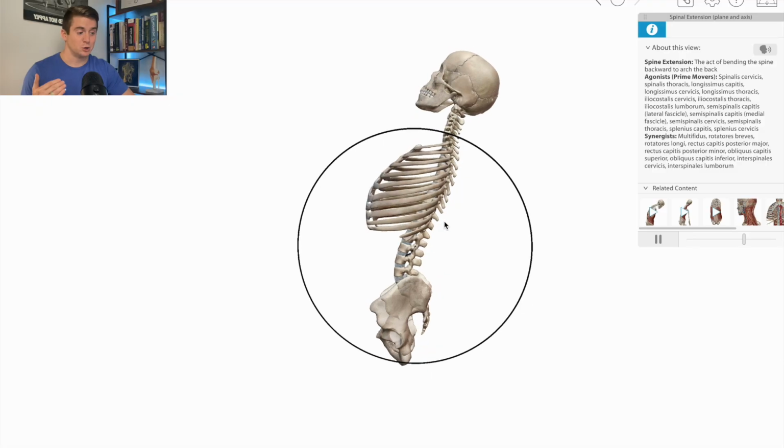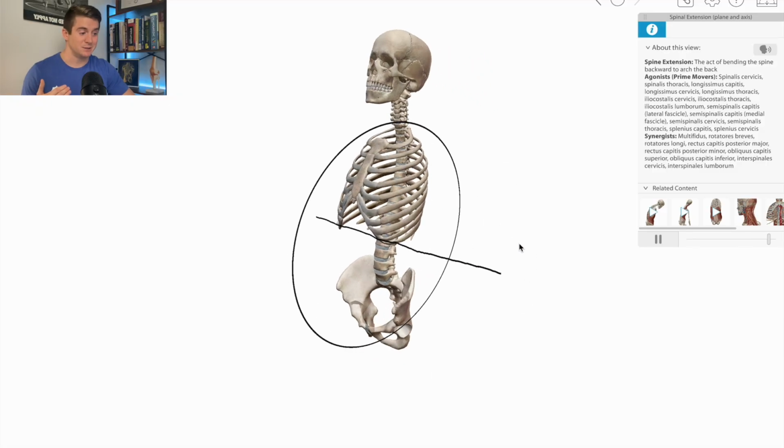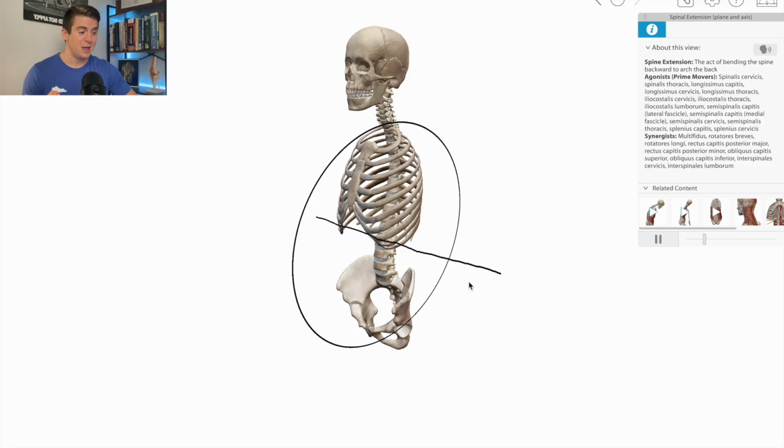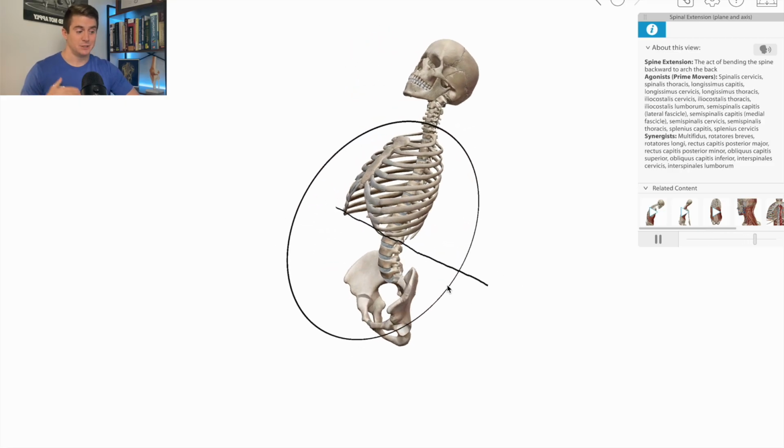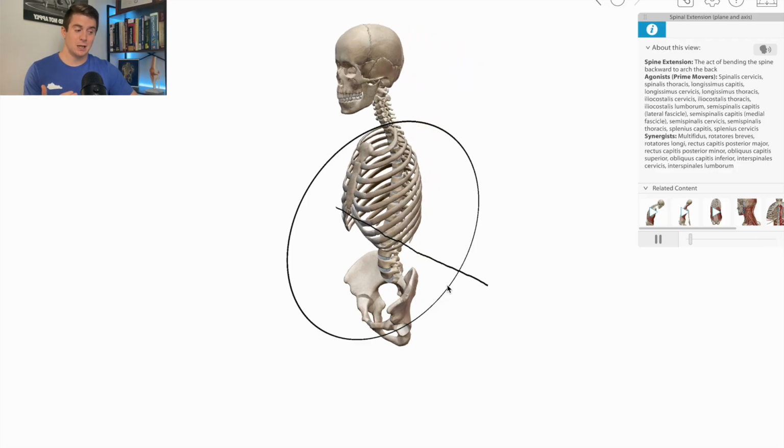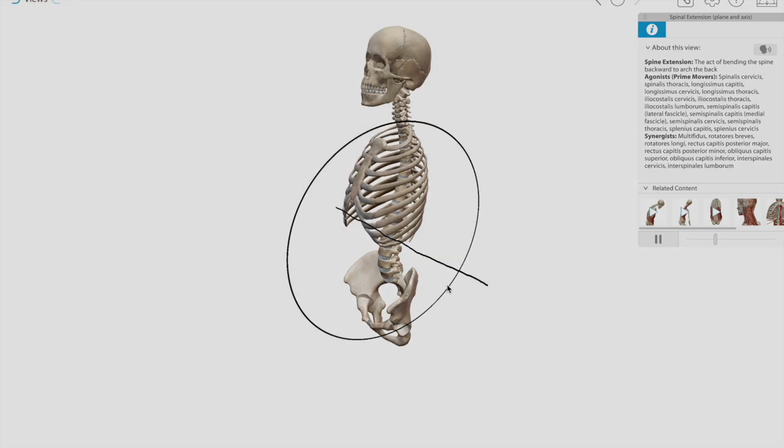All right, so just to wrap it all up, sagittal plane movements, like spinal extension, for example, have an axis that is moving medially to laterally. Sagittal plane movements, medial to lateral axis of rotation.